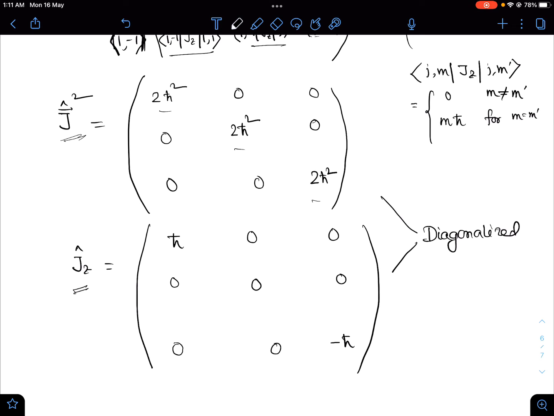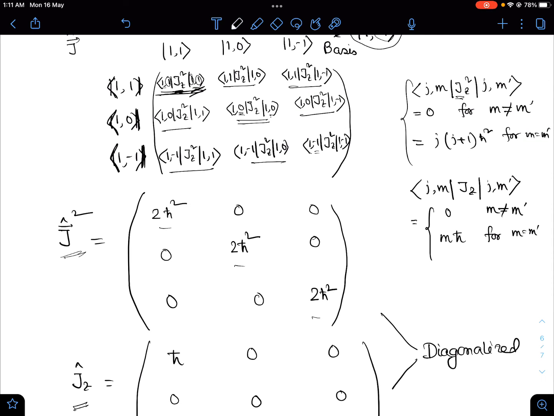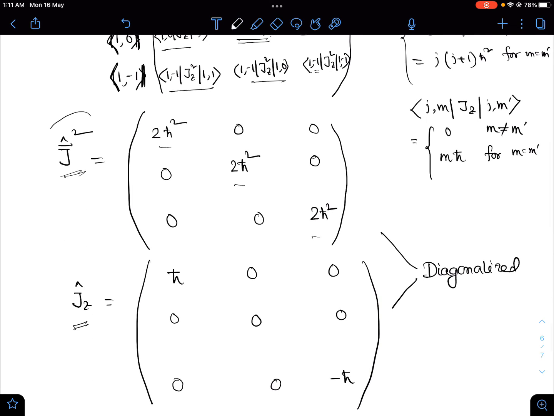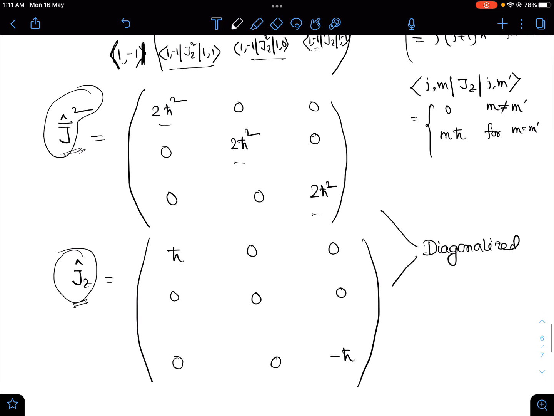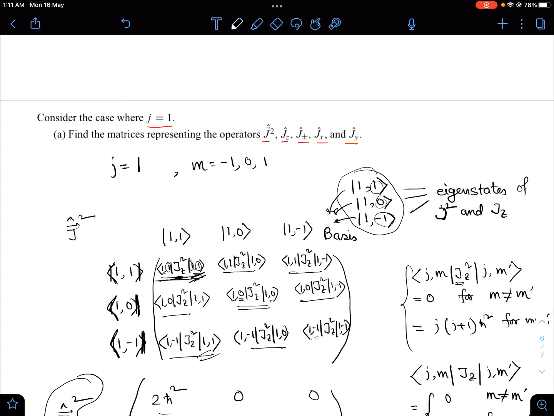Why are they diagonalized? Because we have these states which are eigenstates of both J squared and Jz. As they are eigenstates, if we represent J squared and Jz in matrix form in this basis, they must be diagonal. So now we have to calculate J plus/minus, and Jx and Jy.